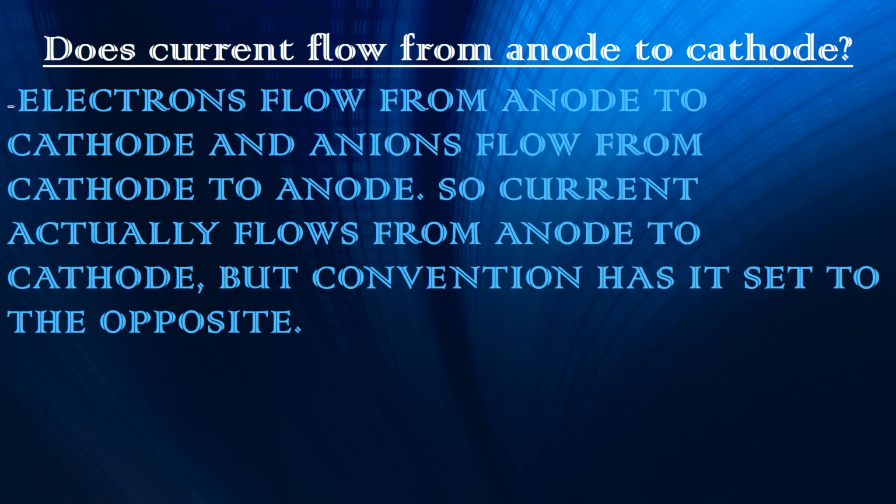The 19th question is, does current flow from anode to cathode? Electrons flow from anode to cathode and anions flow from cathode to anode. So current actually flows from anode to cathode. But convention has it set to the opposite.